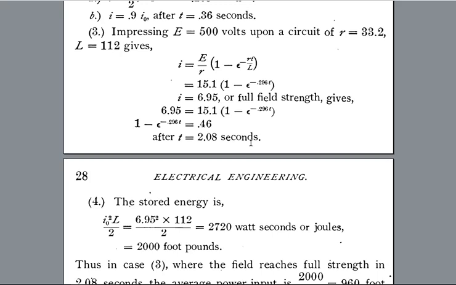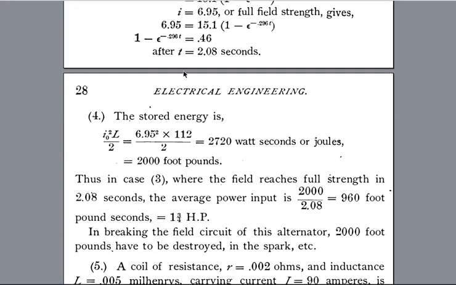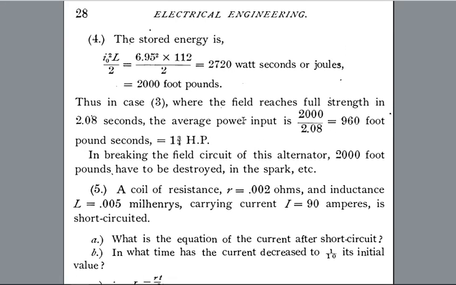4. The stored energy equals I naught squared L over 2 equals 6.95 squared times 112 over 2 equals 2720 watt-seconds or joules, equals 2,000 foot-pounds. Thus, in case 3, where the field reaches full strength in 2.08 seconds, the average power input is 2,000 over 2.08 equals 960 foot-pounds per second, equals 1.8 horsepower. In breaking the field circuit of this alternator, 2,000 foot-pounds have to be destroyed in the spark, and so on.